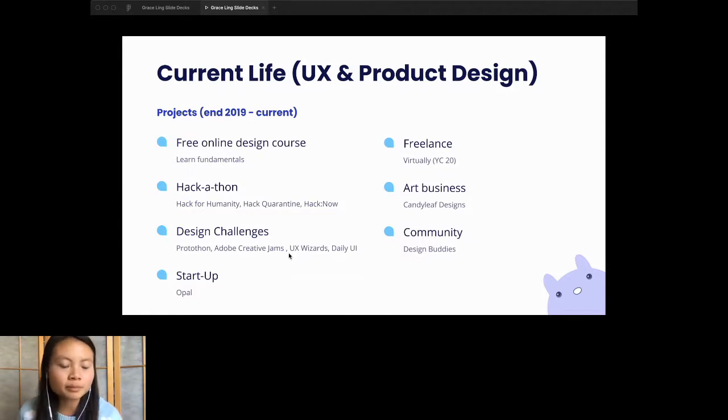And also participate in design challenges. So it's kind of like hackathons, but you don't have to code. I did Protothon, and Adobe Creative Jam is a great one. There's a lot there. They have one pretty often, almost once a month I feel. And you basically work with a team and prototype a solution to the problem that they give. And you can win gift cards and Adobe Creative Cloud subscriptions. I'm not sponsored by them. I just did 3 of them.